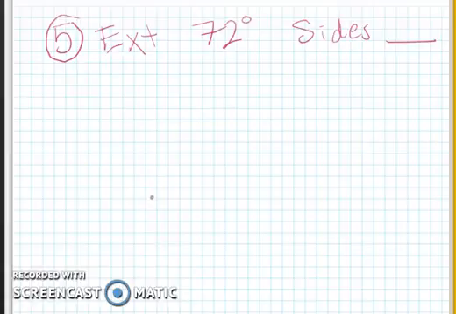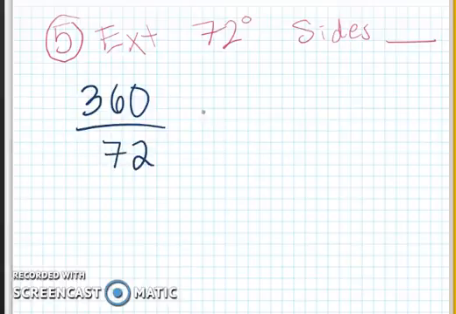I'm trying to find the number of sides for number 5, and I have the exterior angle of 72. If we know the sum, I can just figure out how many times it fits in. I know the sum of all exterior angles, no matter what size shape, is 360. So all I have to do is divide it by 72. 360 divided by 72 is 5. That means there are 5 sides. This is also known as a pentagon.